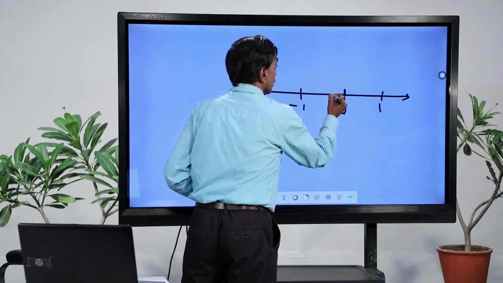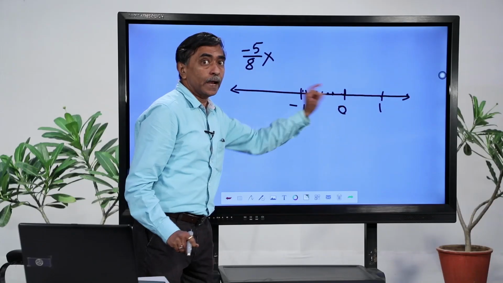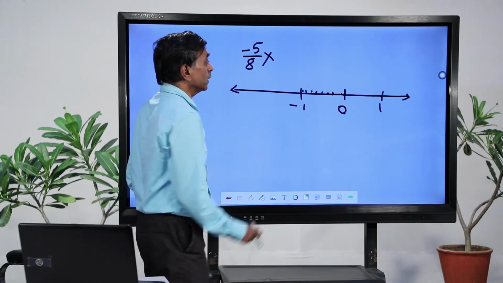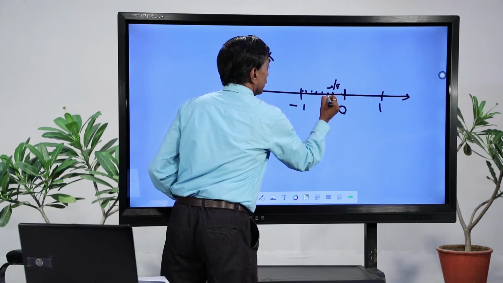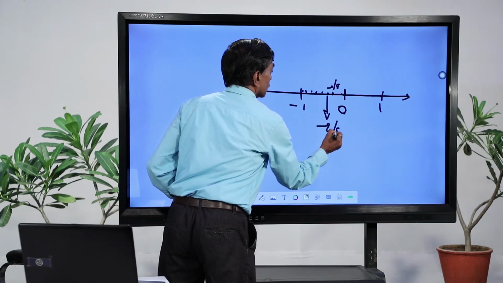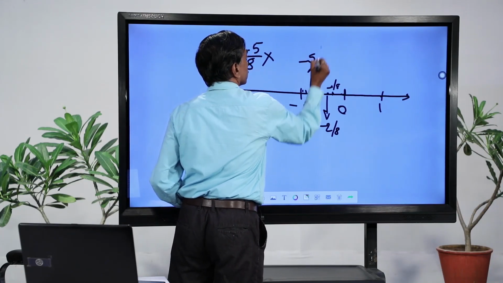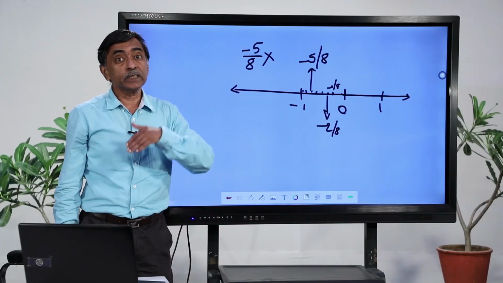So I divide this into 8 sections. There are 8 sections, you can see 1, 2, 3, 4, 5, 6, 7, 8, and out of these 8 sections I want the 5th one that will give me minus 5 by 8. So this is minus 1, this is minus 1 by 8, this will be minus 2 by 8, this will be minus 3 by 8, minus 4 by 8, and this will be minus 5 by 8. I have located minus 5 by 8 on the number line.